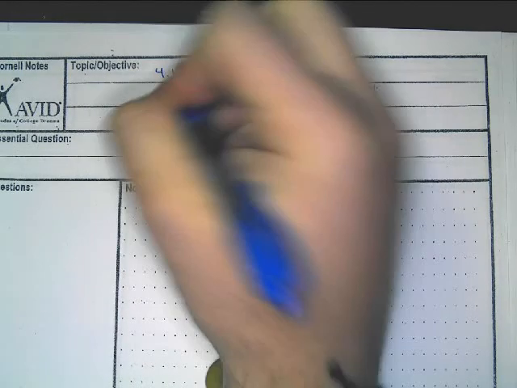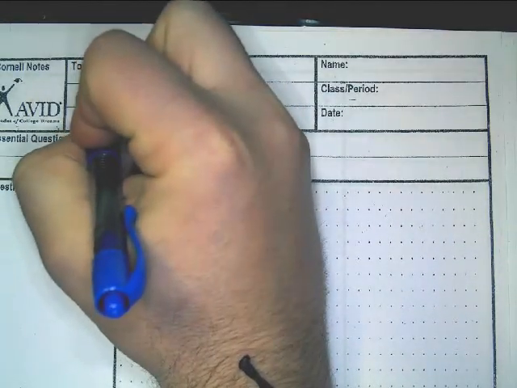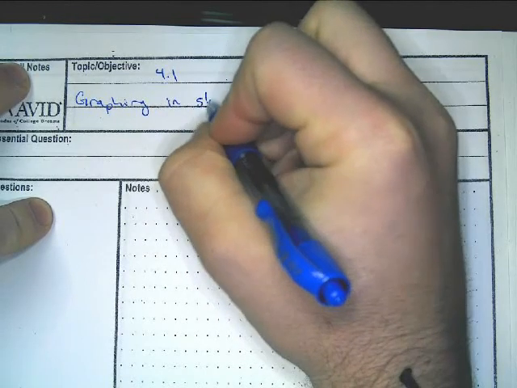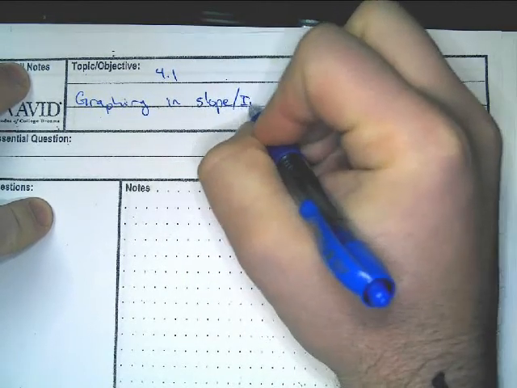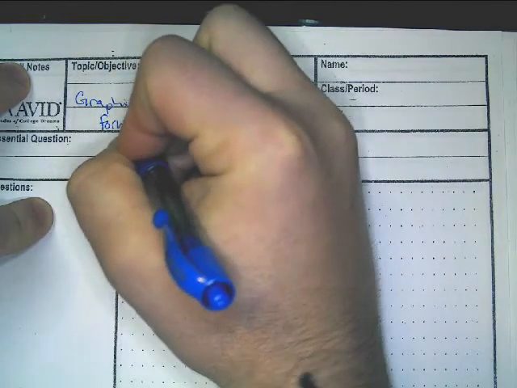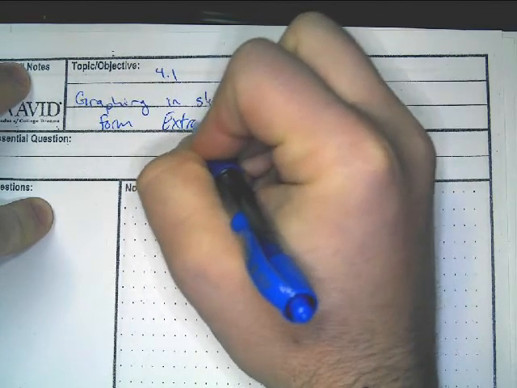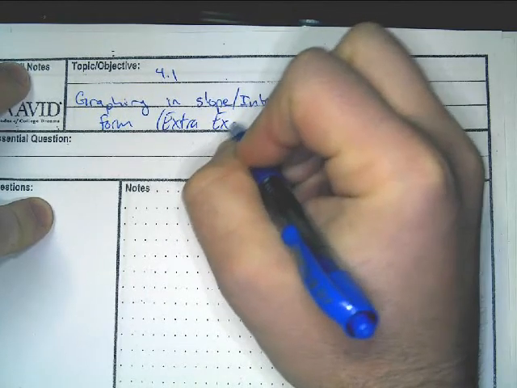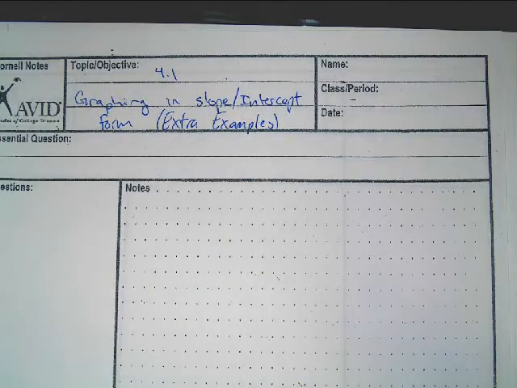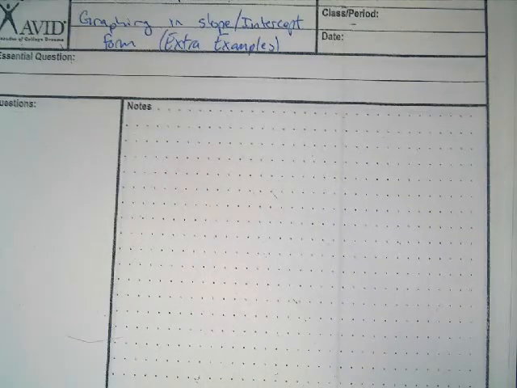In this video, we'll be doing some extra examples for section 4.1, Graphing in slope-intercept form. Extra examples. So add this on to your 4.1 notes that you already have. These are just our extra examples.